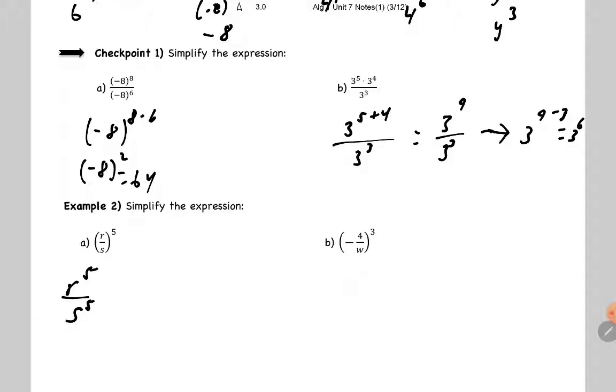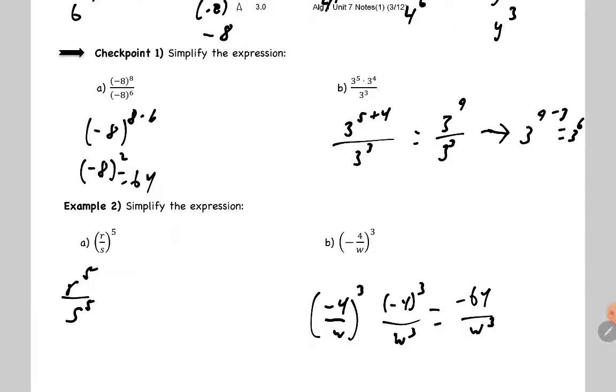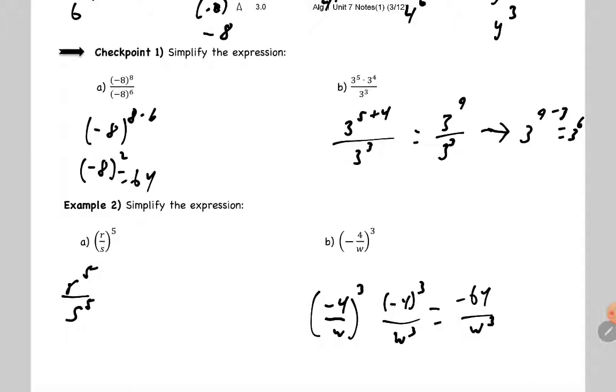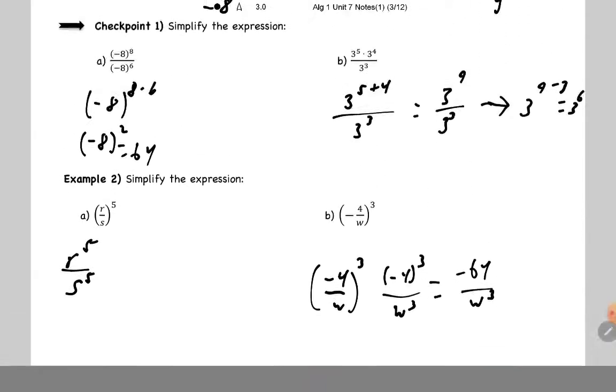Part B, same thing. Okay, I'm going to attach this negative to one of these. You can attach it to the bottom or you can attach it to the top. It does not matter. But normally we like to attach it to the top. So it's negative 4 over w to the 3rd power. We're going to distribute the 3rd power. So this is negative 4 cubed over w cubed, which is negative 64 over w cubed. 4 times 4 is 16, times another 4 is 64. 3 negatives is negative.